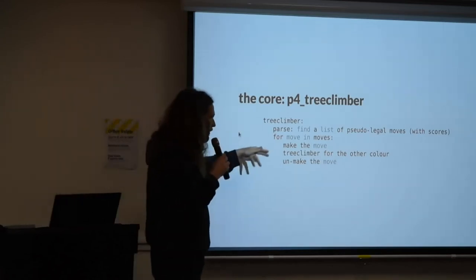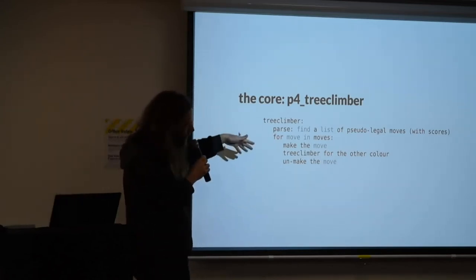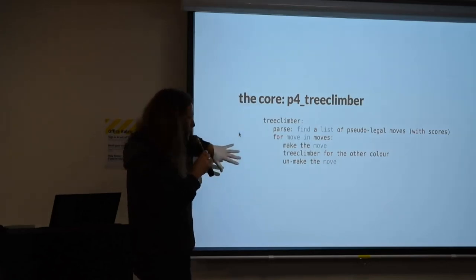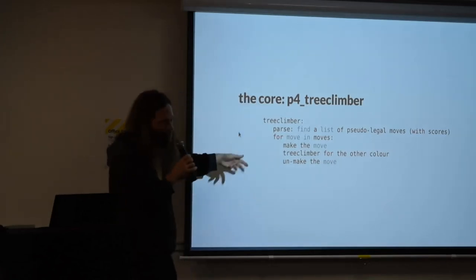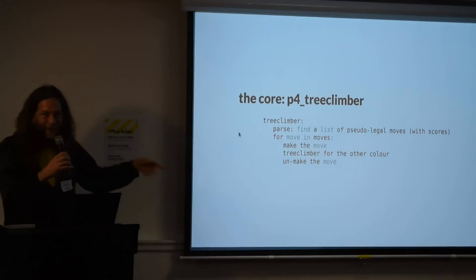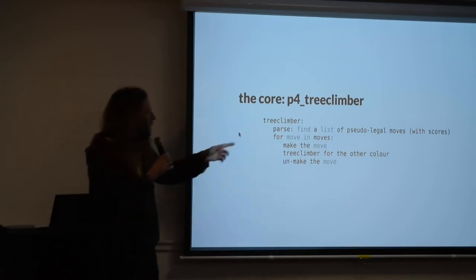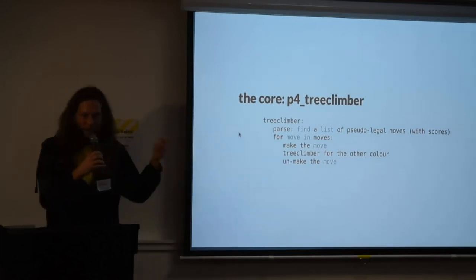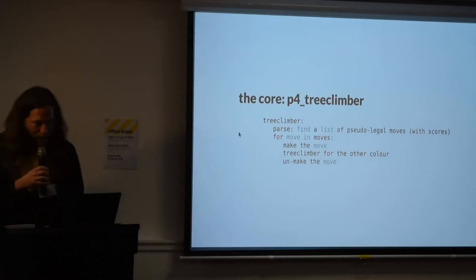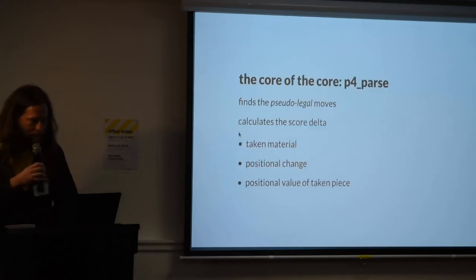And then for all the moves, it makes the move on the board, and then does the tree climber on the other side, negates the score, goes on, then it unmakes the move, with a counter until it gets to 8 levels deep or whatever you ask it for.